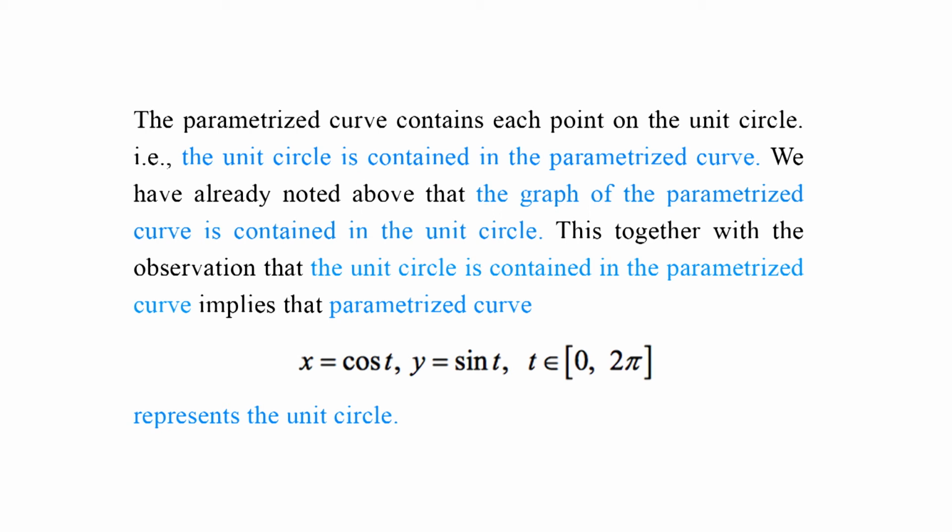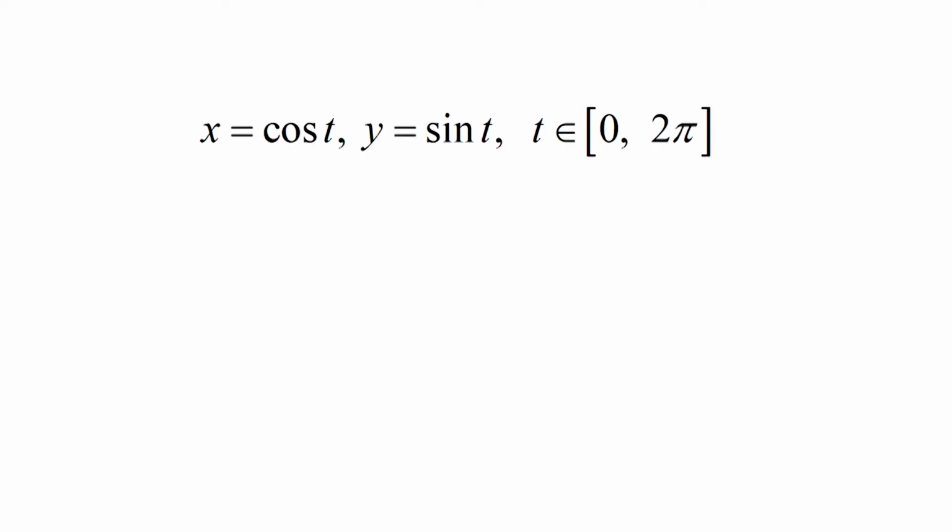We have already noted above that the graph of the parameterized curve is contained in the unit circle. This, together with the observation that the unit circle is contained in the parameterized curve, implies that the parameterized curve x is equal to cos t and y is equal to sin t, where t varies over the closed interval [0, 2 pi], represents the unit circle. In other words, x is equal to cos t and y is equal to sin t, where t varies over the closed interval [0, 2 pi], is a parameterization of the unit circle.